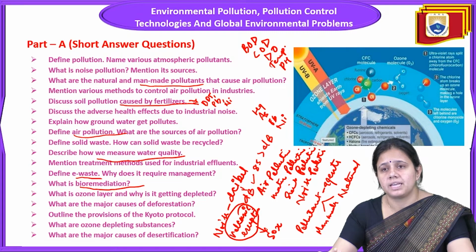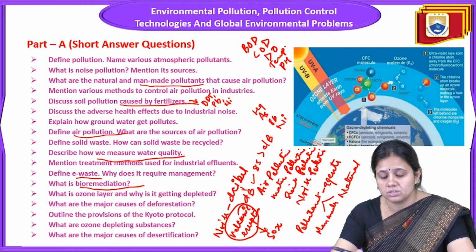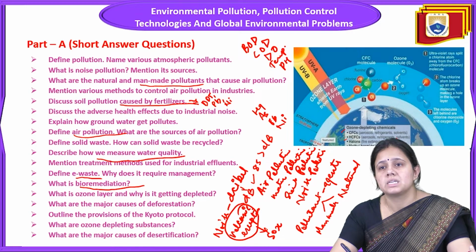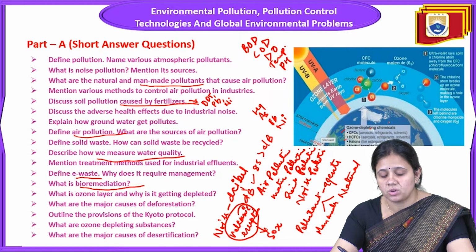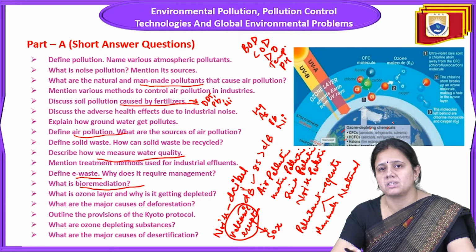These are some chemicals, ozone depleting chemicals: CFC, hydrofluorocarbon, and halogens. Here you can see their sources are already mentioned: CFC comes from aerosols, refrigerants, solvents; HCFC comes from aerosols, refrigerants, solvents; and halogens come from fire extinguishers.